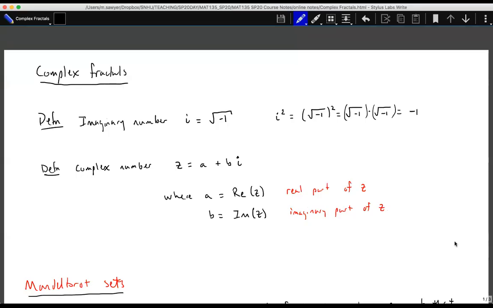Today's topic is on complex fractals. So let's define a couple of terms first. First, we'll define what an imaginary number is.